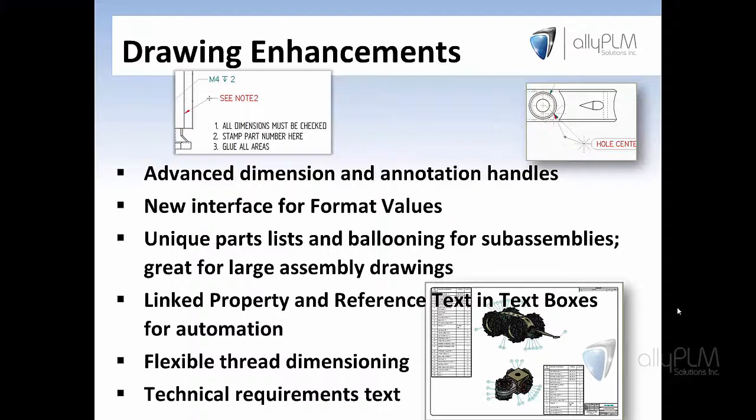Once again, we just covered the drawing enhancements inside of Solid Edge ST8. We started by showing advanced dimension and annotation handles, then the new interface for format values. We also took a look at unique parts lists and ballooning for sub-assemblies, which again was great for large assembly drawings in our example. We also looked at linked property and reference text in text boxes for automation, flexible thread dimensioning, and the new technical requirements text. All of this is great new functionality inside of Solid Edge ST8 that really improves the 2D drawing environment.